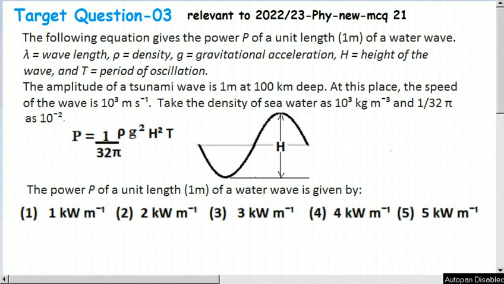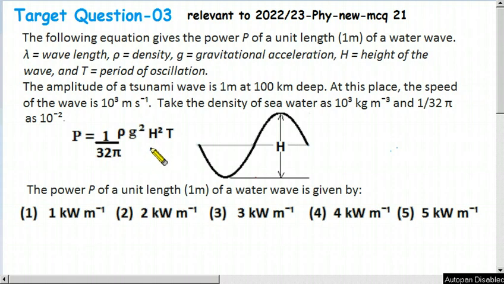I prepared this question. I took this equation from the internet. So this equation can be believed because I applied units to the left side and right side, and they are equal. So that way we can check a given equation.